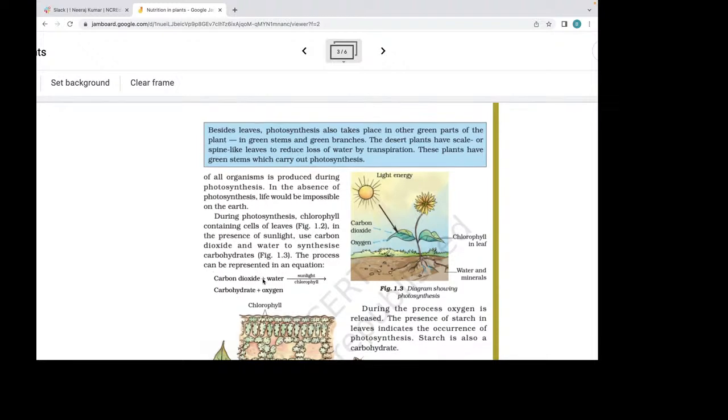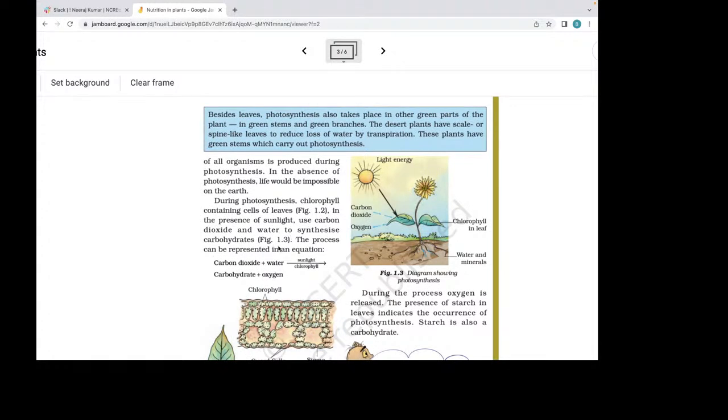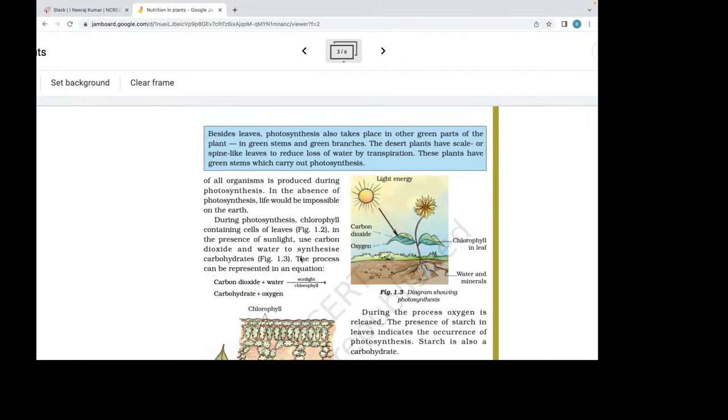The process can be represented in an equation. We can also show an equation to define the entire process. The carbon dioxide plus water, plants use carbon dioxide and water in the presence of sunlight and chlorophyll to give carbohydrate and oxygen. See this again. Carbon dioxide plus water in the presence of sunlight and chlorophyll gives rise to carbohydrate and oxygen.